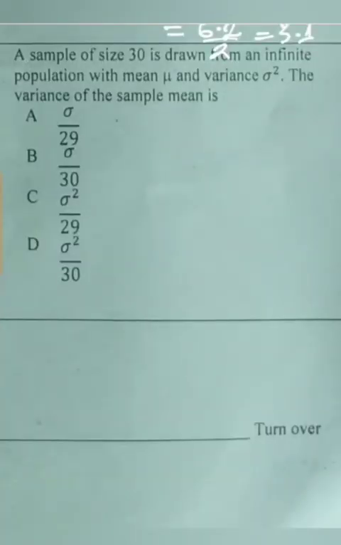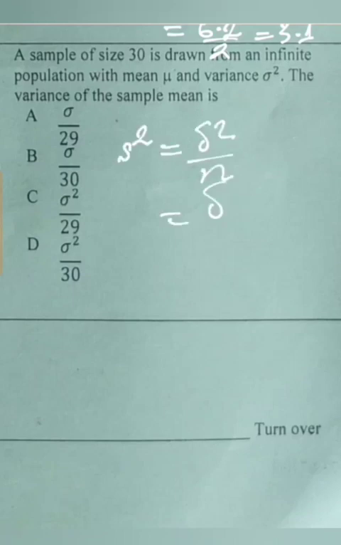In the next question, we have a sample of size 30 drawn from an infinite population with mean mu and variance sigma squared. The variance of the sample mean is, in the case of a sample drawn from an infinite population, given simply as sigma squared over n. That means the variance of the population over the sample size. Here we have sigma squared over the sample size being 30, and so we have option D as the answer.